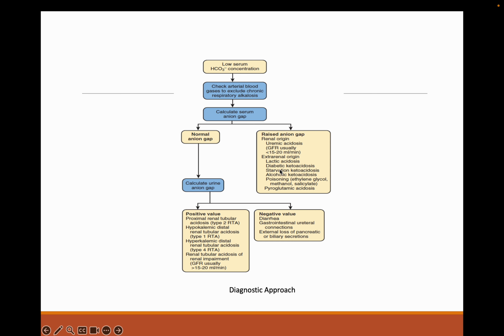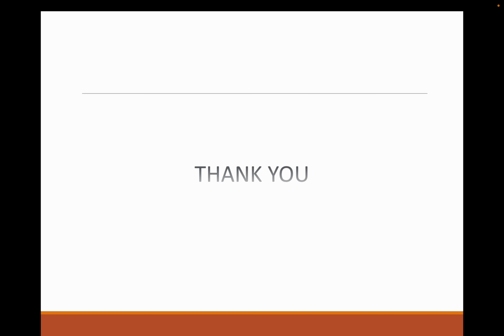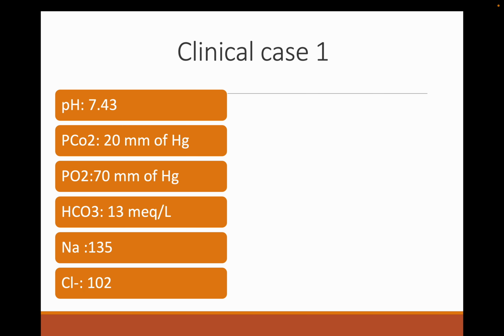So external causes: lactic acidosis, diabetic ketoacidosis, starvation ketoacidosis, alcoholic ketoacidosis, poisoning like ethylene glycol, propylene glycol. These are all the causes of high anion gap metabolic acidosis. So these are the causes. Now we go into case-based scenarios. We'll discuss how the case-based approach works. I hope you understood everything about metabolic acidosis.